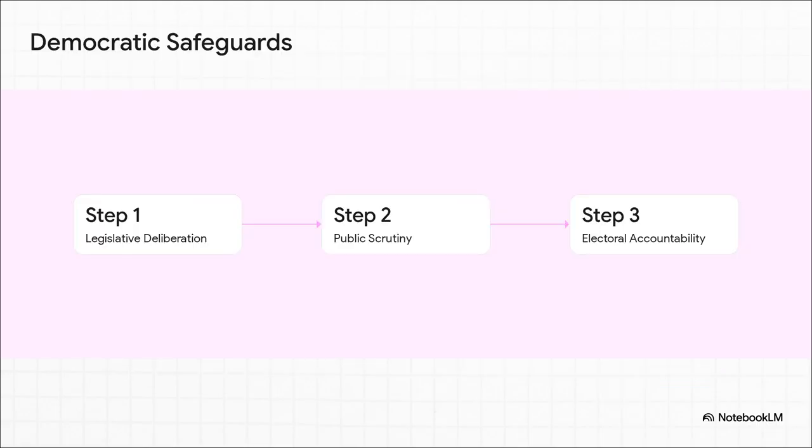According to this argument, the real safeguards aren't found in a courtroom. They're built right into the democratic process itself. First, any use of the clause has to be openly debated in a legislature. Second, that debate comes under intense public and media scrutiny. And finally, and this is the big one, that 5-year sunset clause ensures electoral accountability. Ultimately, the voters, that's us, get the final say at the ballot box.